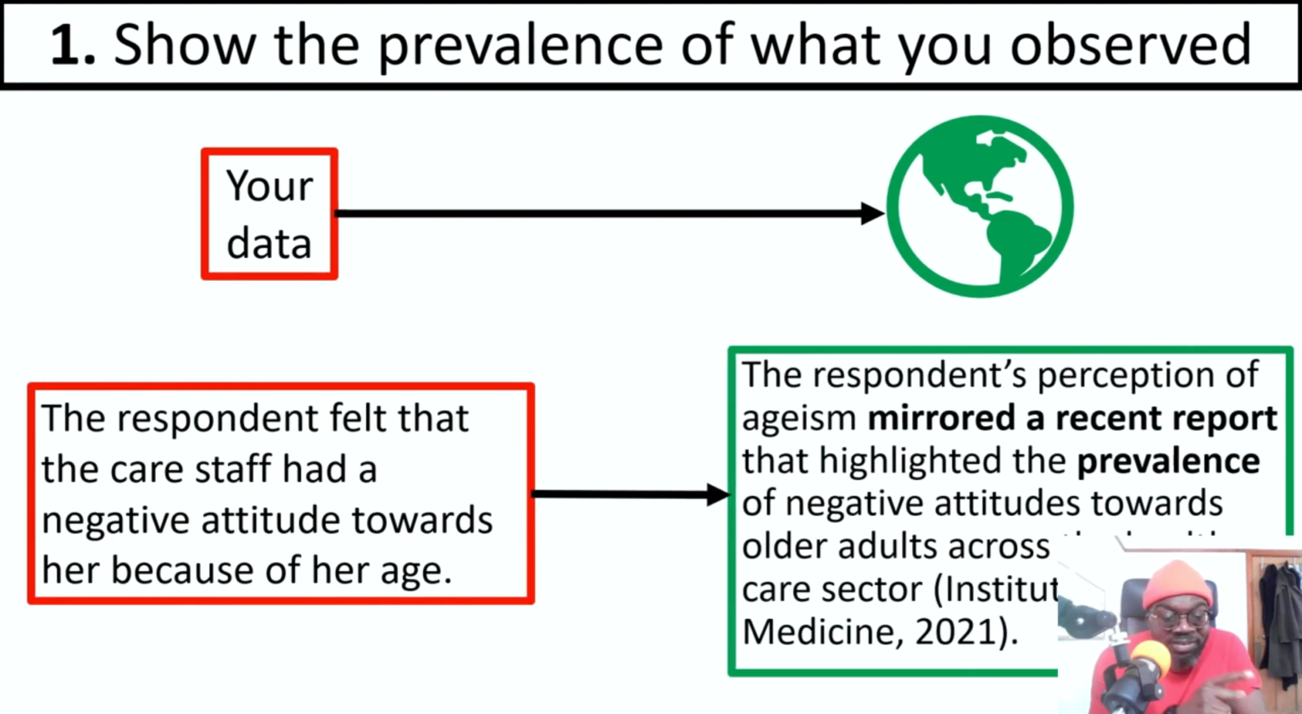So now connect this experience of the respondent to the wider prevalence. This was not an isolated incident that you observed. This is something that is prevalent in the wider world. This is something discussed by the wider literature. The respondent's perception of ageism mirrored a recent report that highlighted the prevalence of negative attitudes towards older adults across the health sector. You have now connected your data with the wider world.